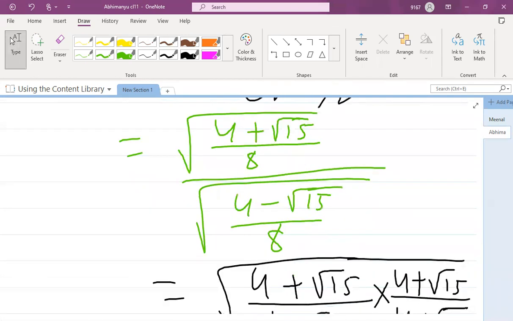If root 8 is rationalized, then the answer will differ.